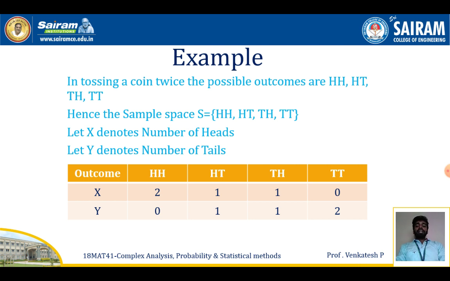Next, coming to the random variable Y. In the first outcome, head head, there are no tails at all. So I can give the number 0 for the random variable Y. Next is head tail and tail head. I can give the number 1 for the random variable Y since each contains only one tail. The last one is tail tail. Here I can give 2 for the random variable Y since it contains two tails.